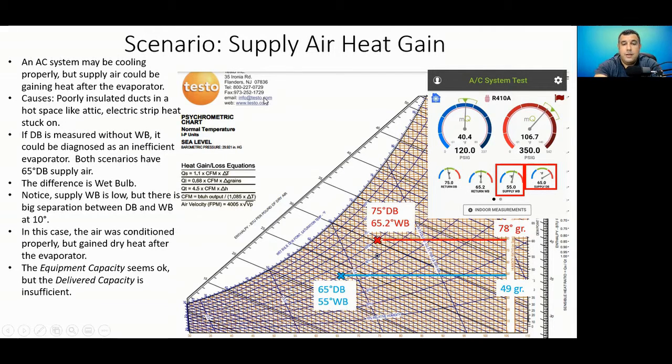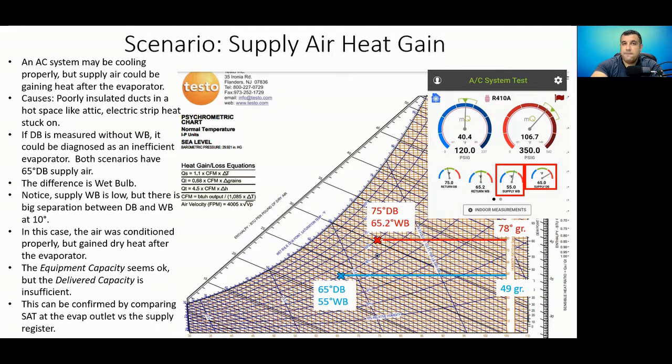So it more did something like this. Notice what happens with our return air operating point as our air starts to cool down. Our evaporator did cool and dehumidify the air, then the air picked up heat. Let's see that animation again. We cooled our air down to our saturation curve, but then it picked up heat. And this is what happens when you have supply air heat gain. So the equipment capacity seemed okay, but our delivered capacity to the room was actually insufficient.